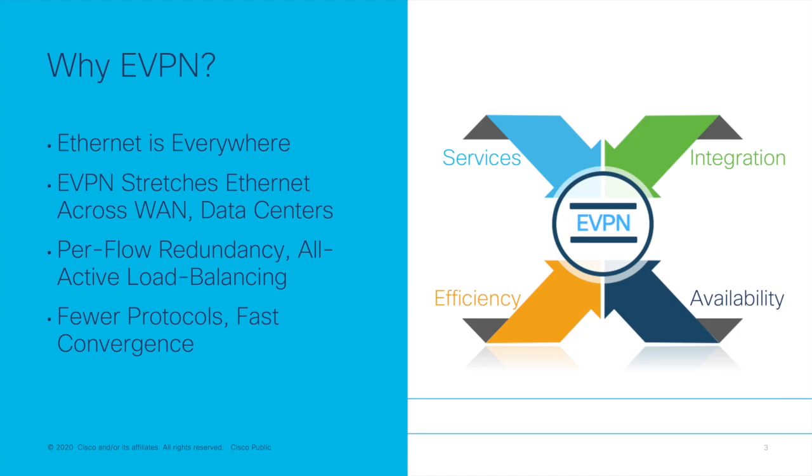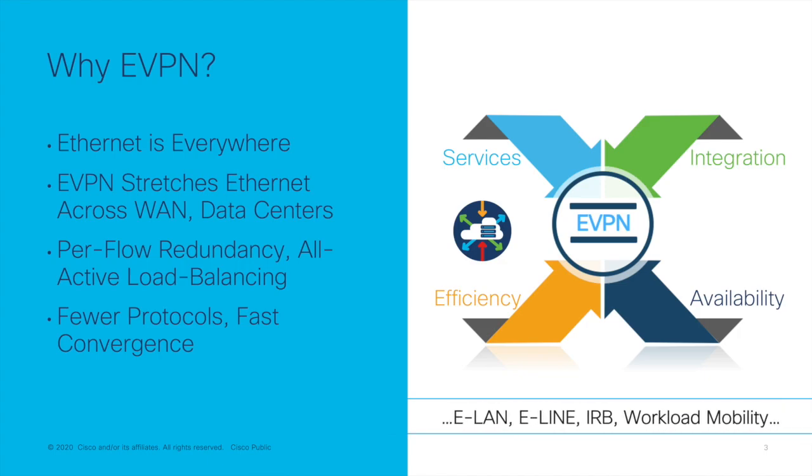the solution you want. EVPN provides per-flow redundancy, all-active load balancing, and fast convergence, using the same principles and operational models as Layer 3 VPNs. Whether you're providing ELAN, E-line, and IRB services across the WAN, or planning for workload mobility in and between data centers, EVPN provides optimal forwarding with fewer protocols.